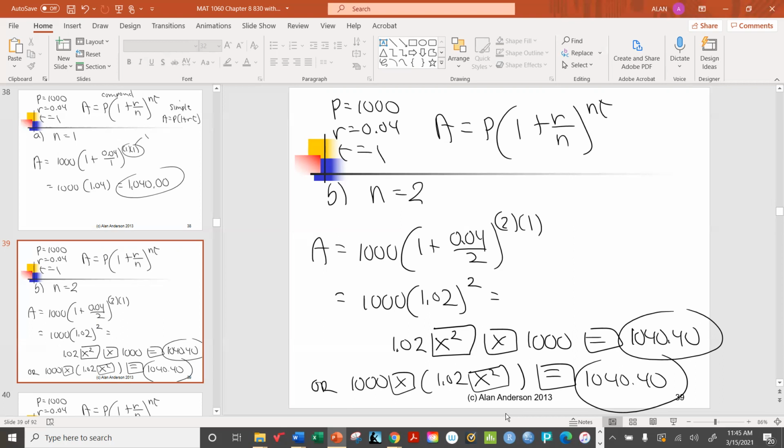So I hope everybody got this. And you see, as we expected, the answer is $1,040.40. This is exactly what we got before when we did this the long way.